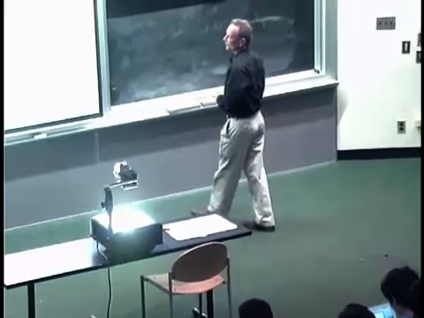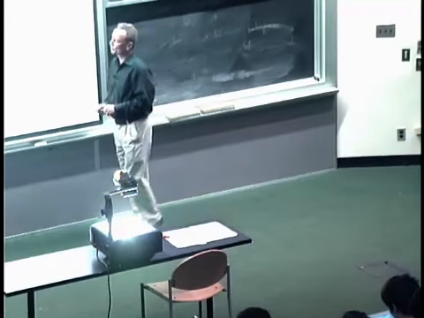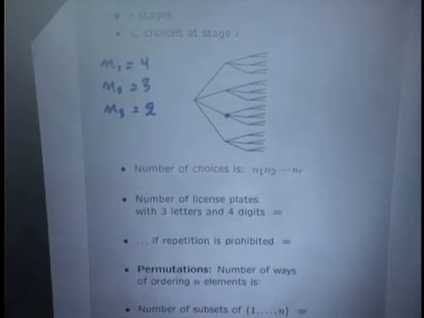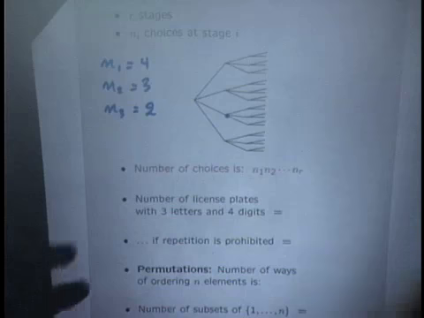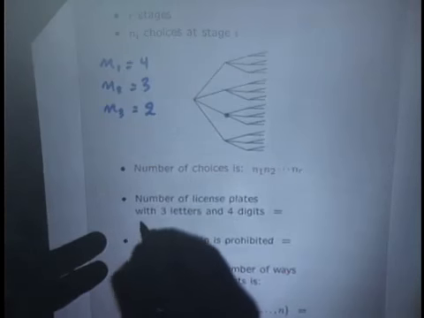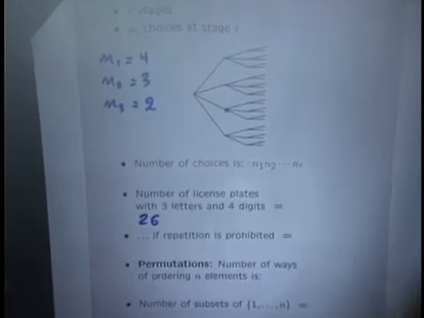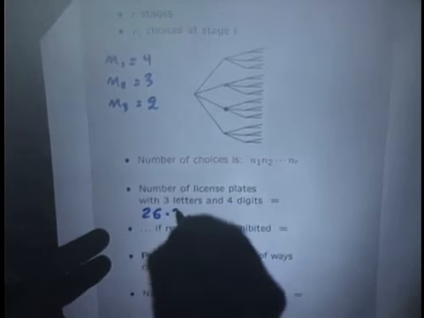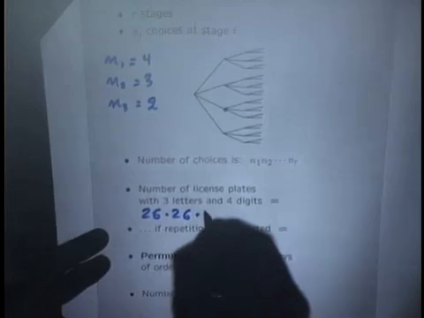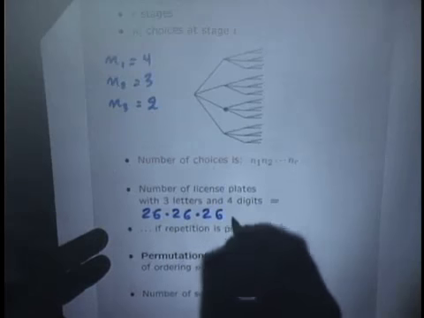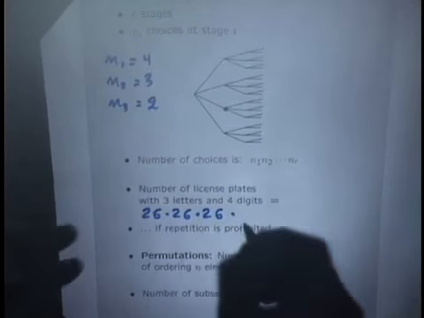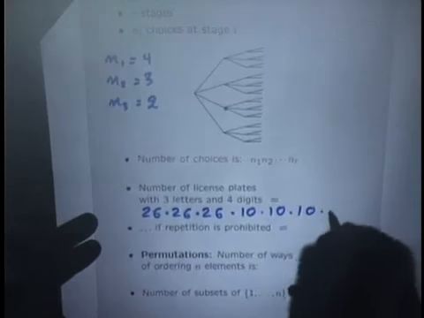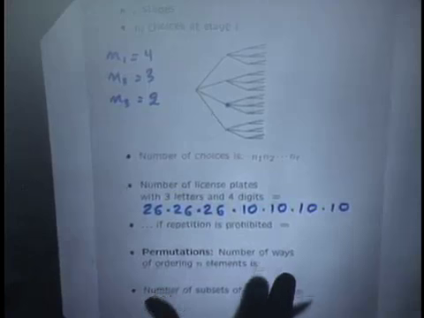How many license plates can you make if you're allowed to use 3 letters followed by 4 digits? At least if you're dealing with the English alphabet, you have 26 choices for the first letter. Then you have 26 choices for the second letter. And then 26 choices for the third letter. And then we start the digits. We have 10 choices for the first digit, 10 choices for the second digit, 10 choices for the third, 10 choices for the last one.